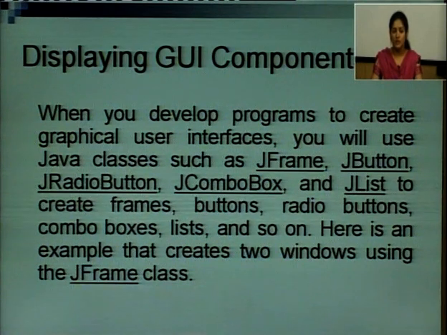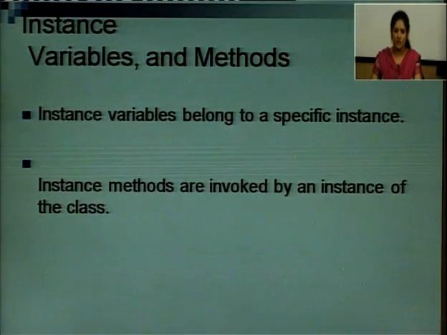We have a number of classes which can be used to display graphical user interface components. We have the applet class and AWT, that is, the Abstract Windowing Toolkit, as well. Whenever you develop a program to create graphical user interfaces, you will use Java classes such as JFrame, JButton, JRadioButton, JComboBox and JList to create frames, buttons, radio buttons, combo boxes, lists and so on. Here is an example that creates two windows using the JFrame class. All these classes which I have told you, JFrame, JButton, JRadioButton, come under the main JFrame class.